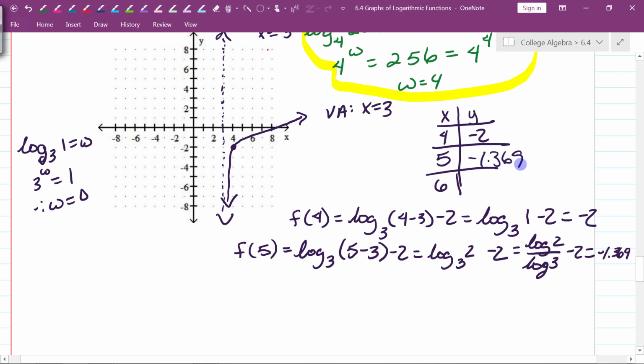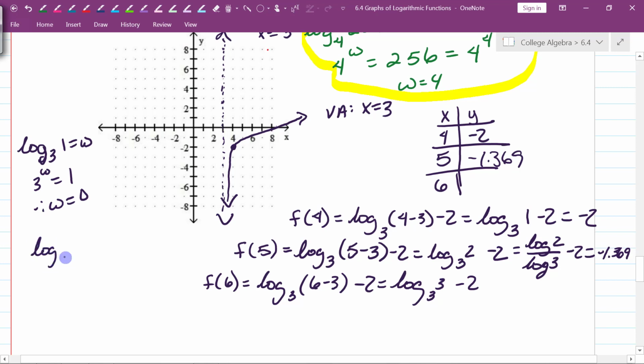And then the last one is when x equals 6. So this is going to be log base 3 of 6 minus 3, minus 2. This is going to be log base 3 of 3 minus 2. You can recognize that log base 3 of 3 equals w means 3 to the w equals 3, so w equals 1. Do you see that? So this is equal to 1 minus 2, which is negative 1.